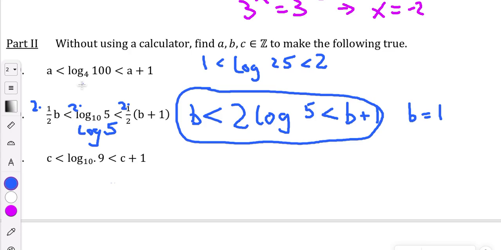Well, how about this? It's actually really easy. 4 cubed is 64. And 4 to the 4th is 256. So therefore, A is 3, and the number has to be between A and A plus 1. The number has to be between 3 and 4, because 4 cubed is 64. So that's all we really need to know. All right, that's all we have time for.